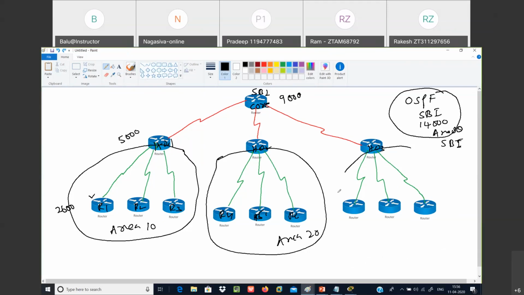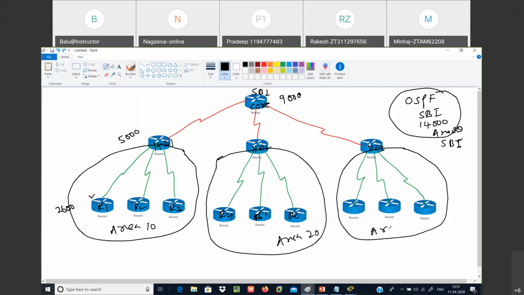Sir, one question. Yes, please. Sir, in each area, let's say area 10, there are 3 routers, right? So does the head office router also come under area 10? Yeah, let me explain that also. I'm coming to that also.